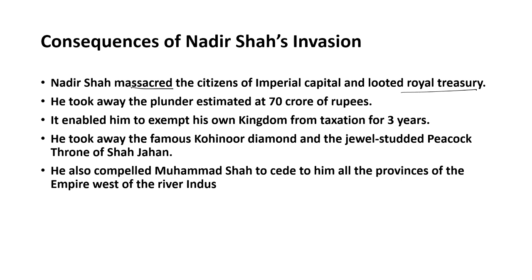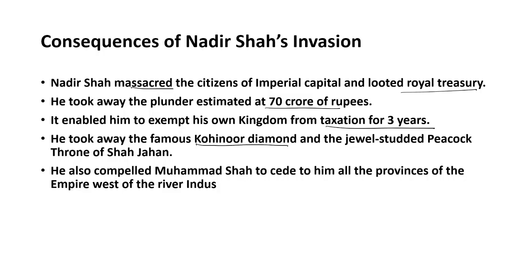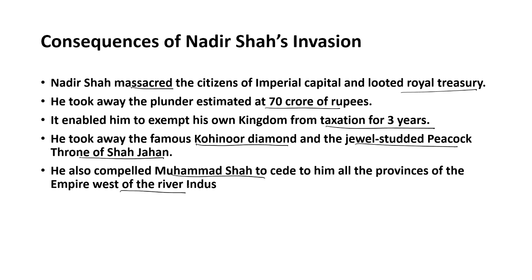It was estimated that he took away around 70 crore rupees from India, following which he exempted his own kingdom from taxation for another 3 years. Huge wealth was taken away by Nader Shah from India. He took away the famous Kohinoor diamond and the jewel-studded peacock throne of Shah Jahan. In addition, Muhammad Shah was required to cede the territories lying west of the river Indus. Now India was again exposed to foreign attacks through the northwest of the country.